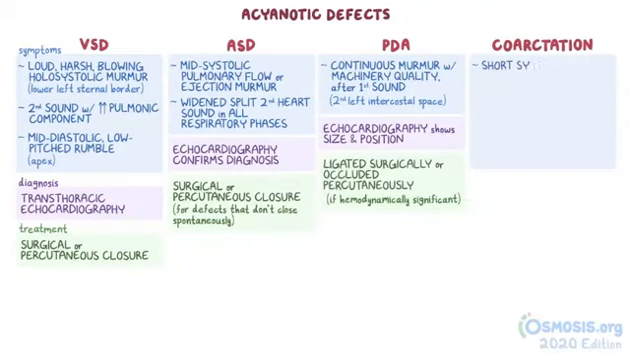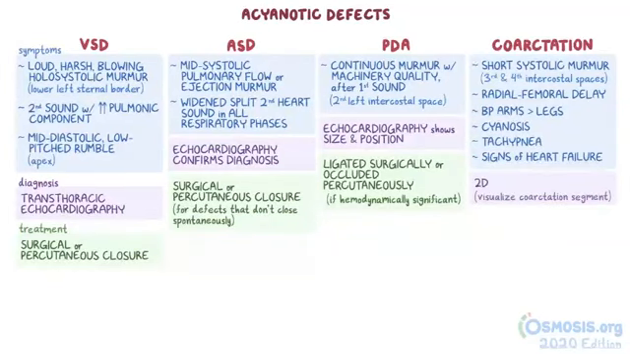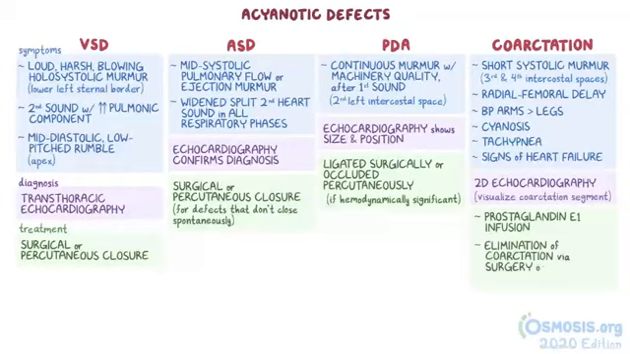Coarctation presents with a short systolic murmur heard best along the left sternal border at the third and fourth intercostal spaces, a radiofemoral delay, and higher blood pressure in the arms than in the legs. Additionally, individuals might present with cyanosis, tachypnea, and signs of heart failure. The coarctation segment can be visualized by 2D echocardiography, and treatment consists mostly of prostaglandin E1 infusion and elimination of the coarctation through surgery or via transcatheter techniques.